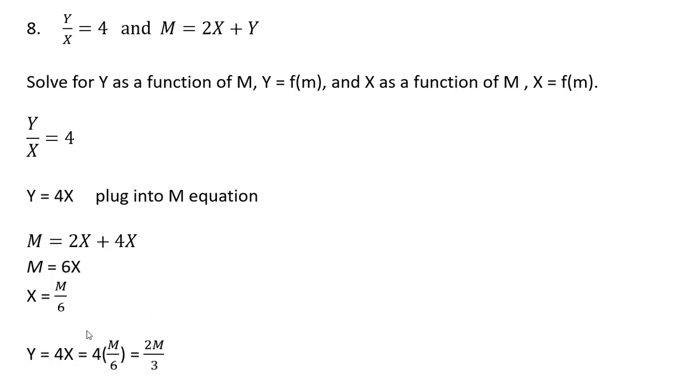And we'll do the same thing for y. Here we got y equals 4x. Well, what is x? M divided by 6. So I make this substitution of m divided by 6 into this equation up here. And now we got y as a function of m. Y equals 2m divided by 3.